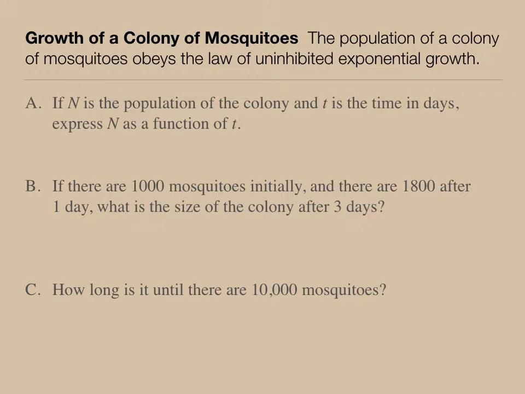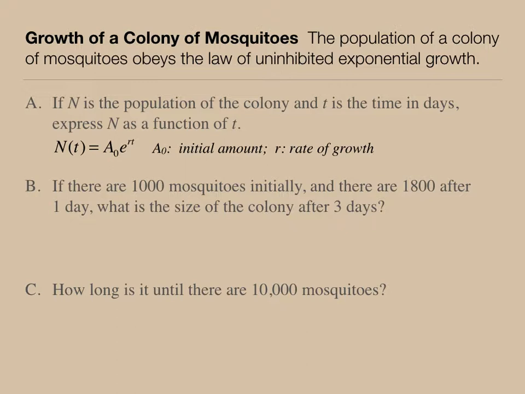Question A: if N is the population of the colony and t is the time in days, express N as a function of t. So we're going to write our general form for an exponential function. N of t is equal to A sub 0 times e raised to the power of rt, where A sub 0 is the initial amount of mosquitoes, r is the rate of growth, so we're expecting r to be positive. t is given as the time in days, and N is given as the population of the colony.